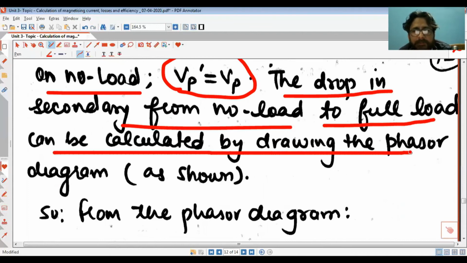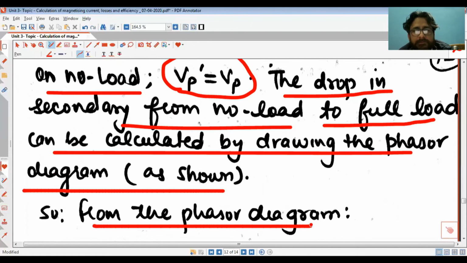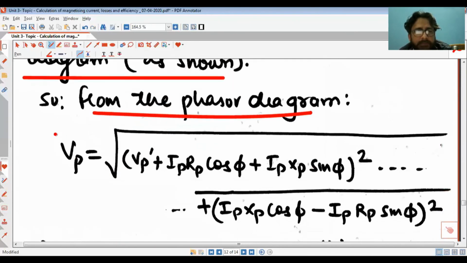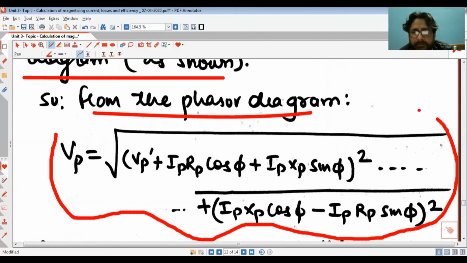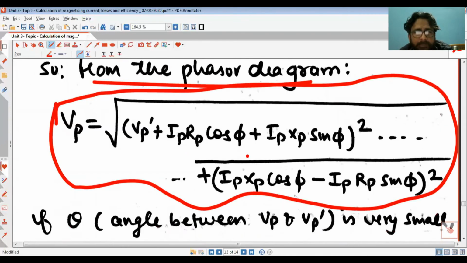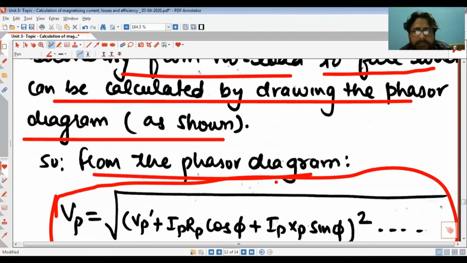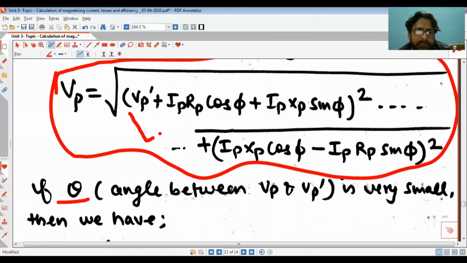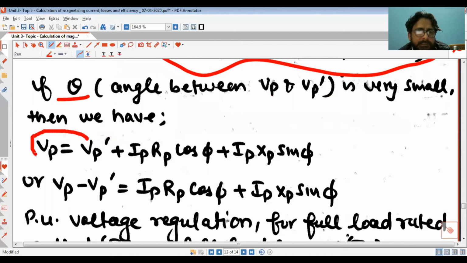can be calculated by drawing the phasor diagram which is shown here. This phasor diagram can be used, and from it we get an equation which is given here. Now this theta is the phase angle between Vp dash and Vp. If this angle is negligible, very small, then Vp and Vp dash are the same. In that case this equation will change to a new equation which is given here.